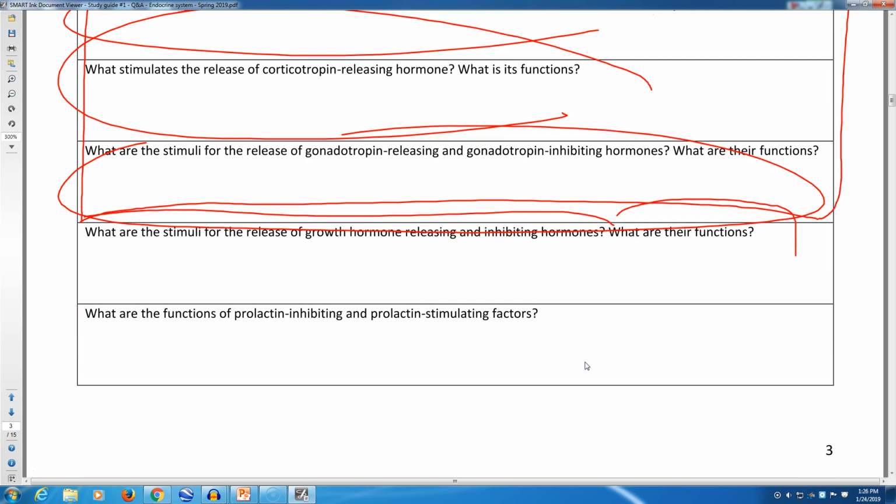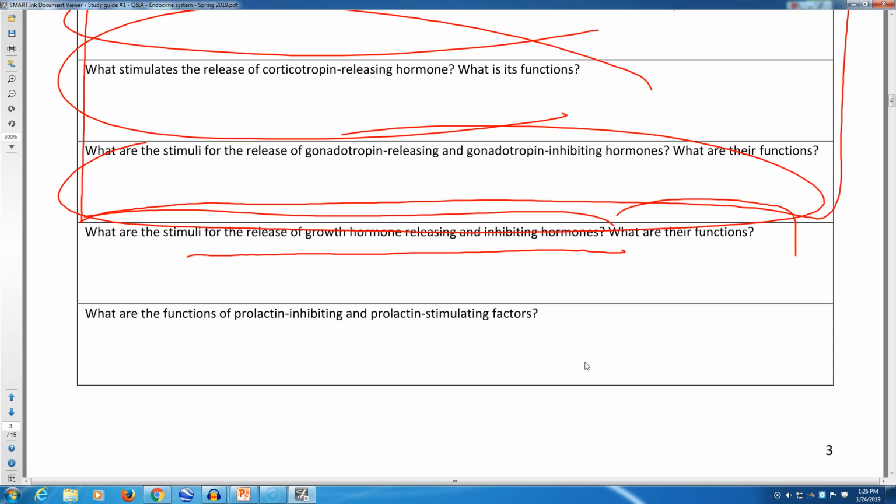Does that make sense? Do you understand? Let's play one more. What are the stimuli for the release of GHRH? Can you think of? What is the ultimate result? When GHRH is released, what is the ultimate result at the end? Growth hormone. What is it?